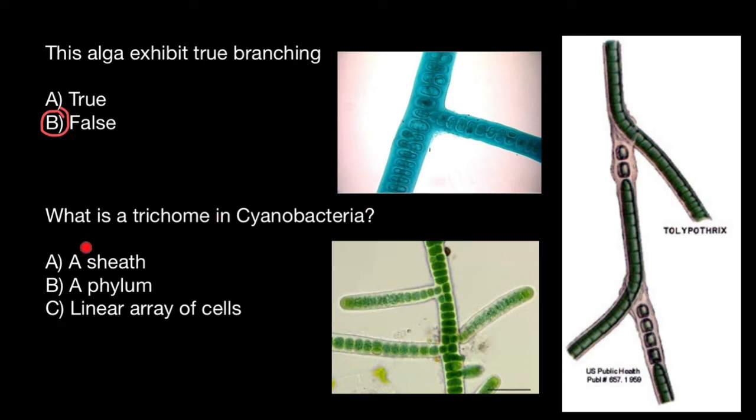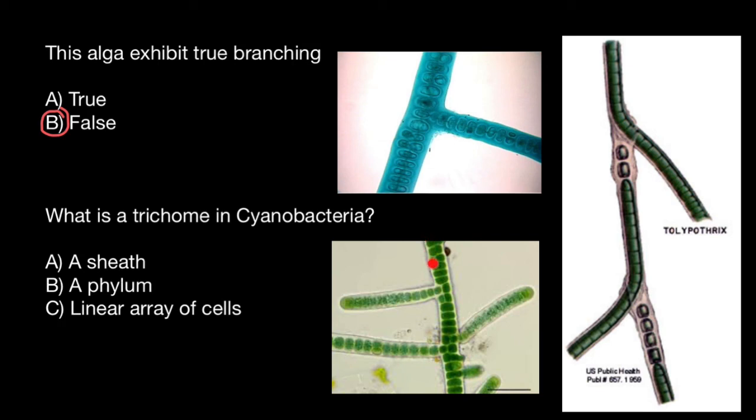First variant A, a sheath. You already know that this is this gelatinous material that protects cells, protects this bacteria inside. And variant C, linear array of cells, is exactly what we call trichome. But can we say, for example, that this is trichome? No, because when trichome is surrounded by sheath, we call this filament.